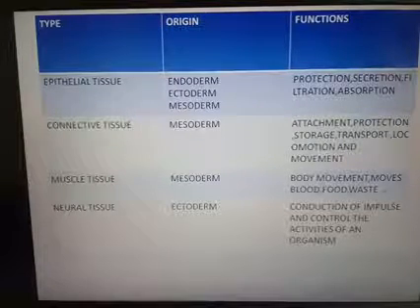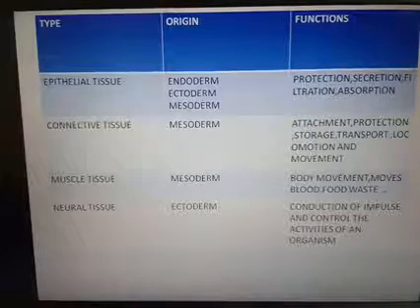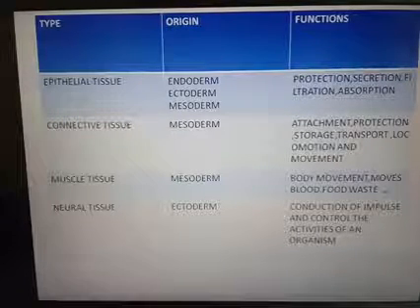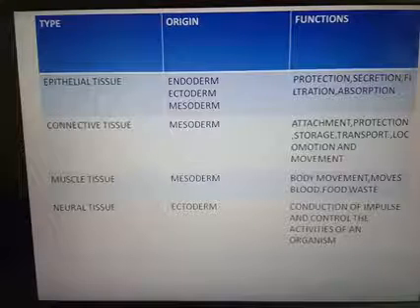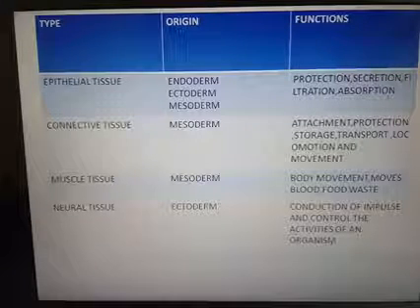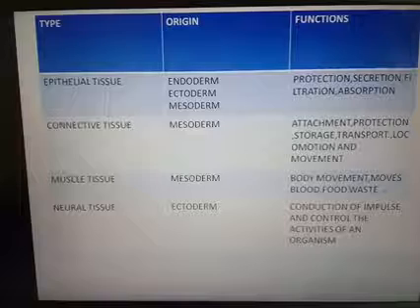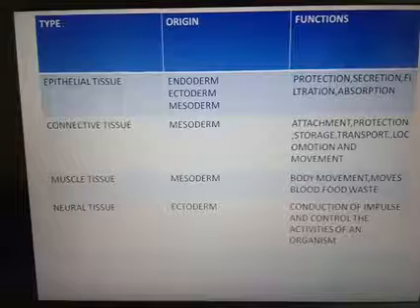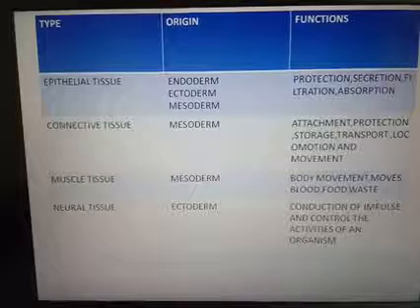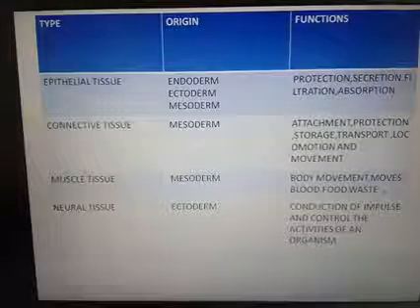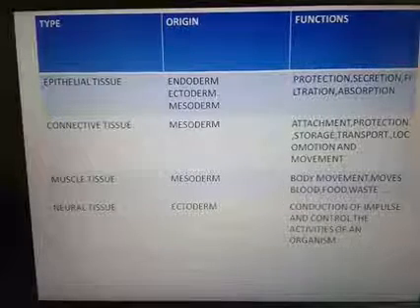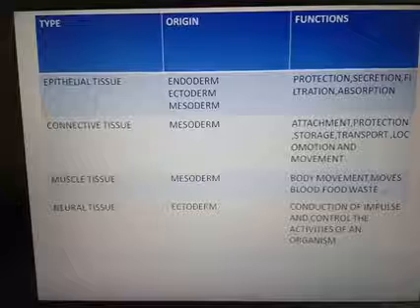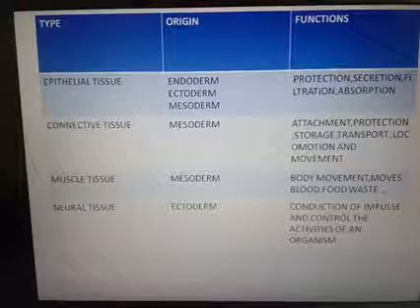Again, I am repeating. Animal tissues can be broadly classified into four basic types: epithelial, connective, muscle and neural tissue. Epithelial tissue originates from endoderm, ectoderm and mesoderm, and its functions are protection, secretion, filtration and absorption. Connective tissue originates from mesoderm, with functions of attachment, protection, storage, transport, locomotion and movement. Muscle tissue originates from mesoderm, and its function is body movement and movement of blood, food and waste materials. Neural tissue originates from ectoderm, and its function is conduction of nerve impulses and control of the activities of the organism. Is it clear?